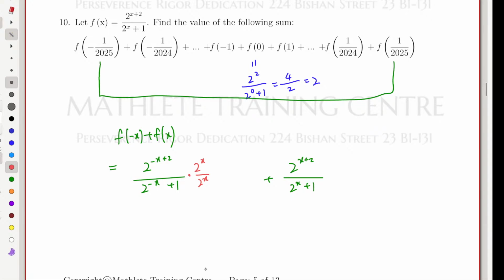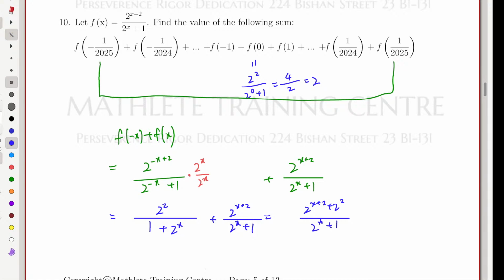So now the expression will become the first term: 2 to the power minus x times 2 to the power x, that's equal to 1. 1 times 2 to the power x, that's 2 to the power x. Then 2 squared is just going to be 2 squared on top. So this will be the first term. And meanwhile, the second term will have the same denominator 2 to the power x plus 1, right? So if we combine them, that's 2 to the power x plus 2 plus 2 squared over 2 to the power x plus 1.